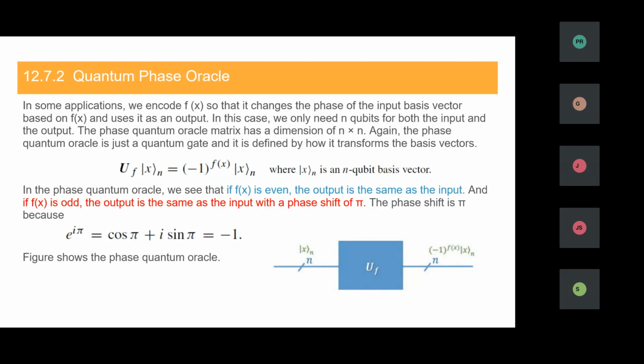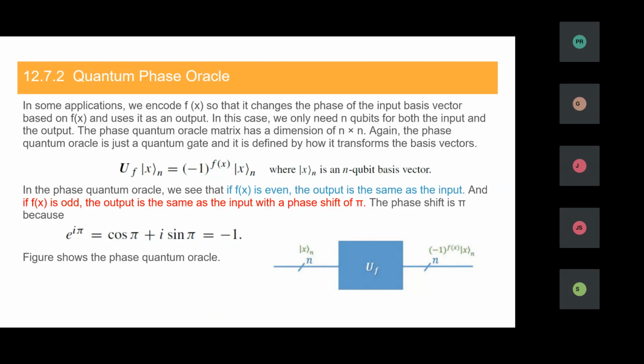And obviously, because it only takes the input as it is, changes the phase, and then produces the same number of output bits, the oracle will always be an n cross n type of oracle. So how is that function defined? You have U_f, that is the function, working on the input x, and it produces the same output x, but with this additional factor, which is minus 1 raised to the power of f(x). So what is that f(x)? f(x) is the implementation of that oracle.